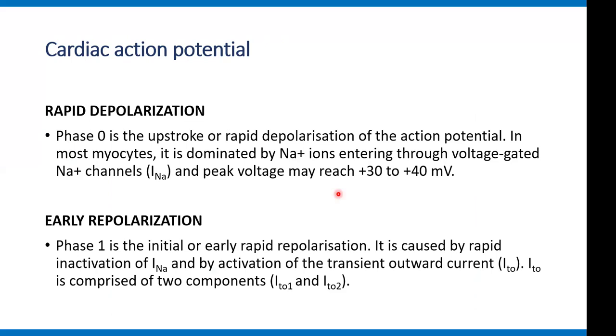But then phase 0 is the upstroke, or the rapid depolarization of the action potential. And like I said initially, it is dominated by sodium channels entering into the cardiac myocyte. Then we have the early repolarization phase, which is the initial rapid repolarization. And like I said, that is caused by inactivation of the sodium channels. There is also activation of the transient potassium channels, but it is mainly due to the inactivation of the sodium channels. That slows down the rate of positivity, and then it drops a bit.